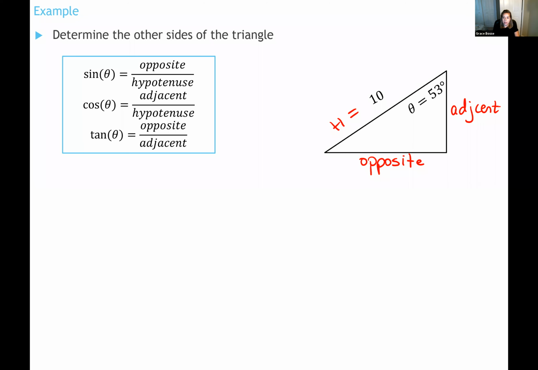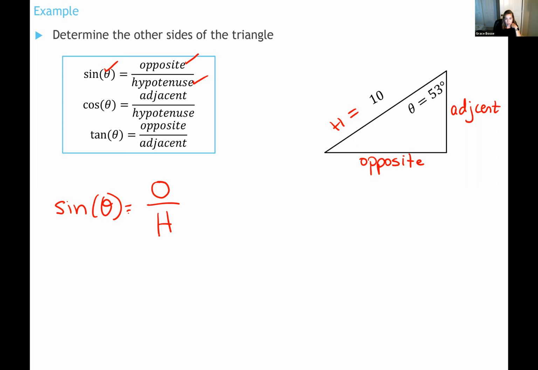Let's take the opposite side first. I know the hypotenuse, I know an angle, I need the opposite. So opposite's what I'm looking for, hypotenuse is what I know, and an angle is what I know. So I think the sine function would be the most useful here. So the sine of theta is equal to the opposite over the hypotenuse.